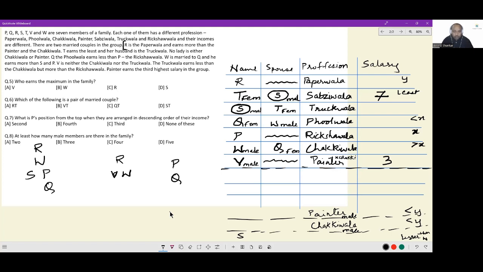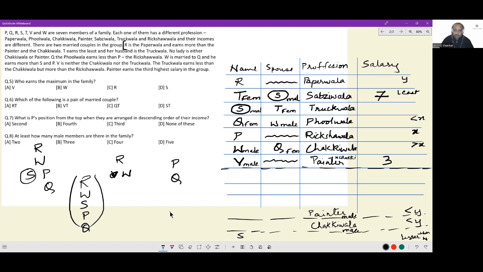V, we don't really care for anymore because V's location we know. So there are 5 ranks left for 4 people, we know the precise order. This S is the problematic person. Let's see. V is neither the chakki wala nor the truck wala. The truck wala earns less than chakki wala but more than rickshaw wala. So I have R, W, S, P, Q. For all the 5 people who are left, we have the precise order in which the rank should work.